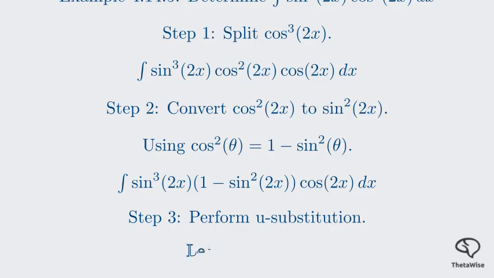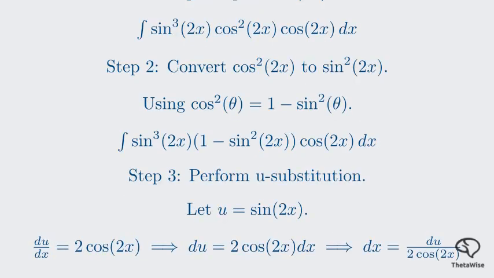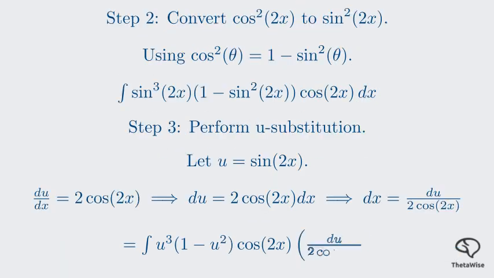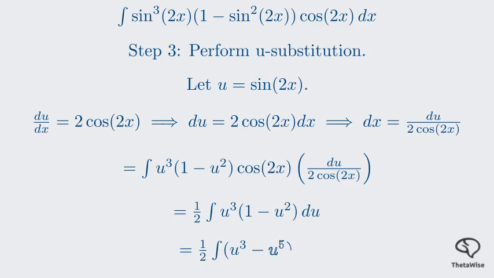Now for the substitution. We let u equal sine 2x. The derivative du is cosine 2x times the derivative of the inside, which is 2. So du equals 2 cosine 2x dx. Substituting u and dx into the integral, the cosine terms cancel, leaving us with 1/2 times the integral of u cubed times the quantity 1 minus u squared. Distributing, we get 1/2 times the integral of u cubed minus u to the fifth.